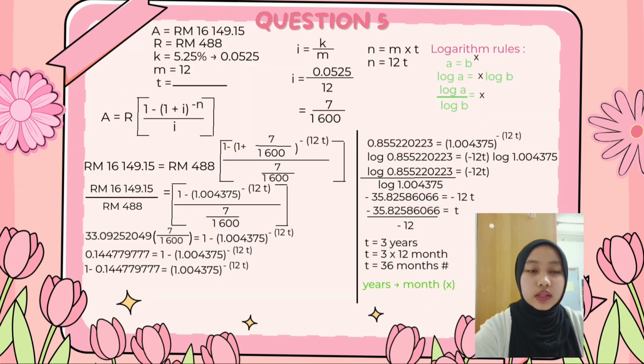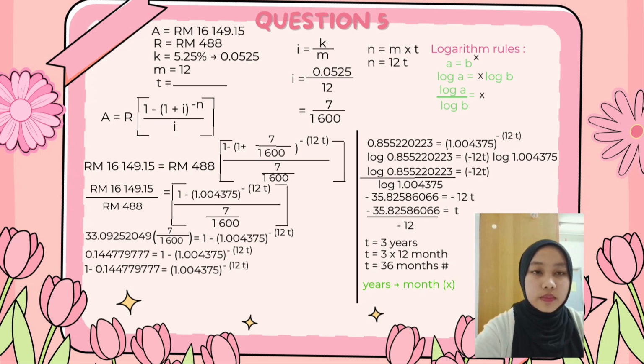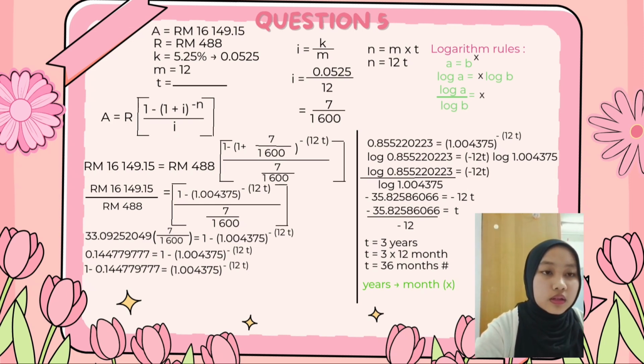R equal 488 ringgit. K equal 0.0525. M equal 12. T, so we're gonna find the T. Before we find the T, we must find the I first. I equal K divided by M. I equal 0.0525 divided by 12. 7 divided by 1,600. And we're gonna find the N. N equal M times T.